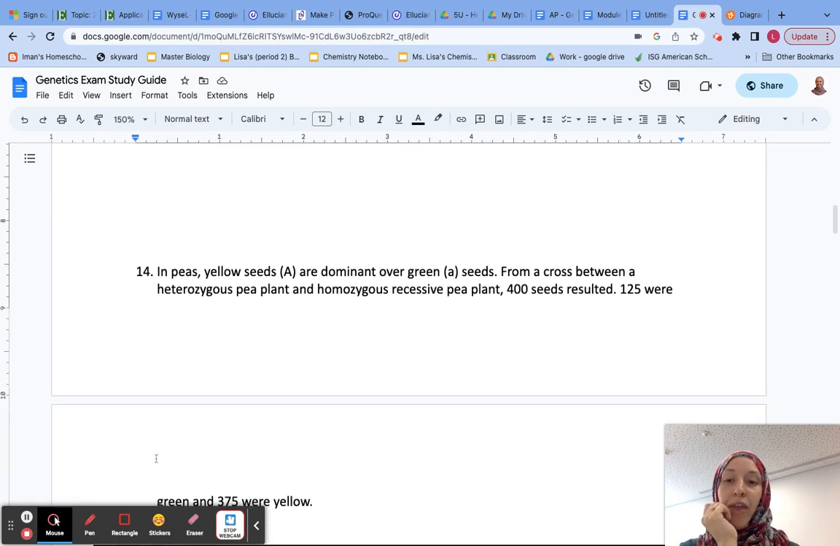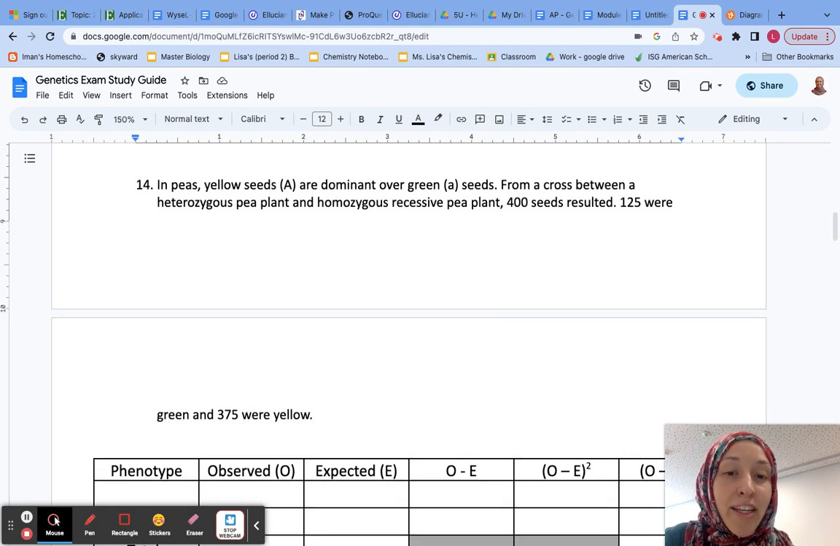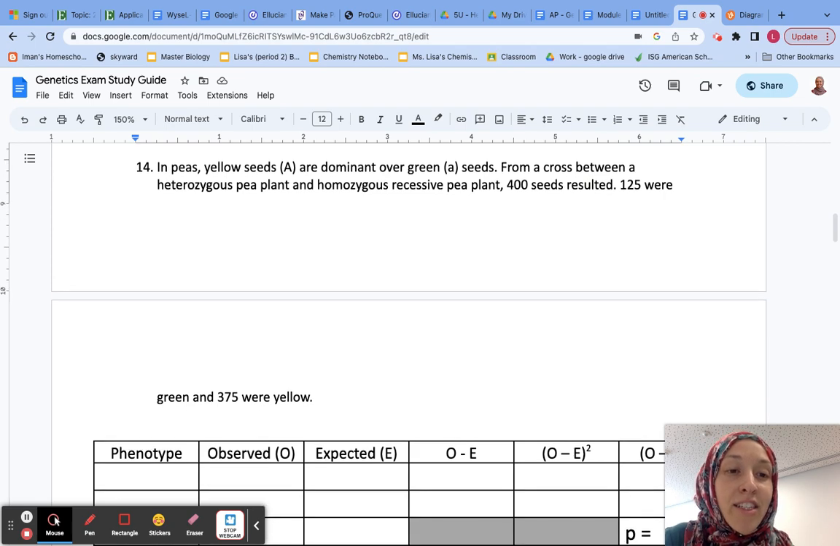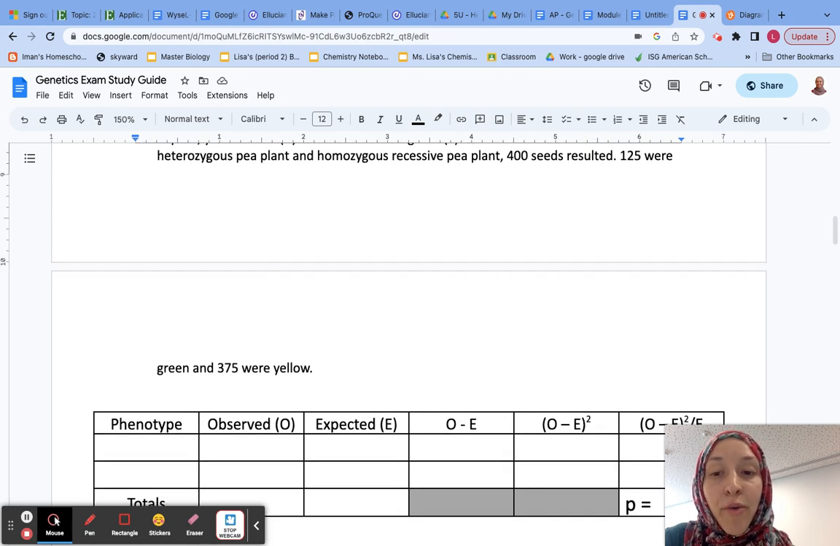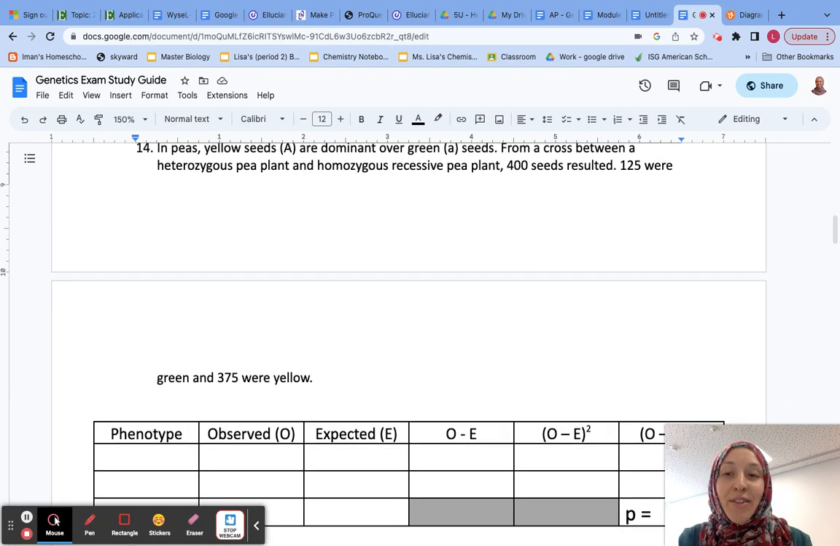Okay, let's move on. In peas, yellow seeds are dominant over green seeds. From a cross between a heterozygous pea plant and a homozygous recessive plant, 400 seeds resulted. 125 were green and 375 were yellow. The difference here is I'm not giving you the expected ratio. So in this question, I would expect you to make a Punnett square and find the ratio yourself. That is the only difference between these two questions, and maybe the numbers are a little bit easier in this one. All right, so let's do it together.